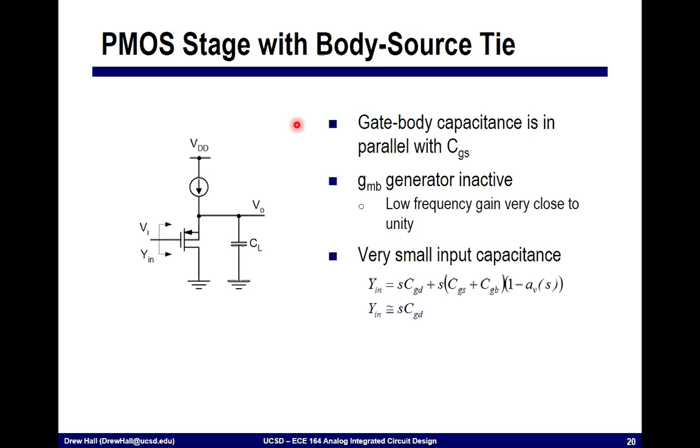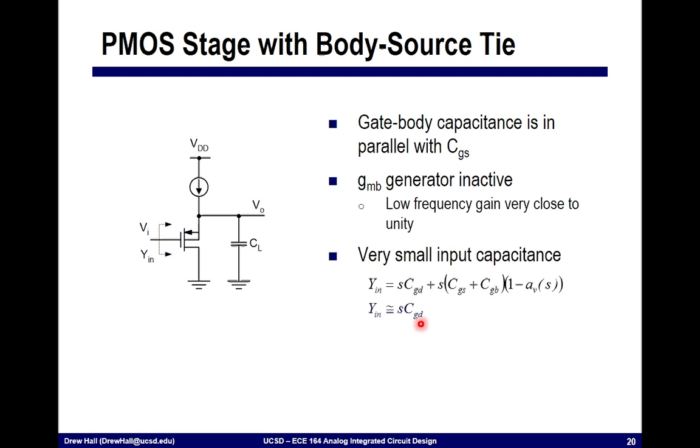Okay, so now if we look at a PMOS stage, so we're taking this source follower, and instead of looking at the NMOS, now we're looking at a PMOS. We've tied the body and the source together. Here we're inactivating or turning off this second transconductor because GMB and VSB is 0. So we essentially have a very low frequency gain of 1. And the input capacitance, that is what we see looking into this device, it's again a very small capacitance.